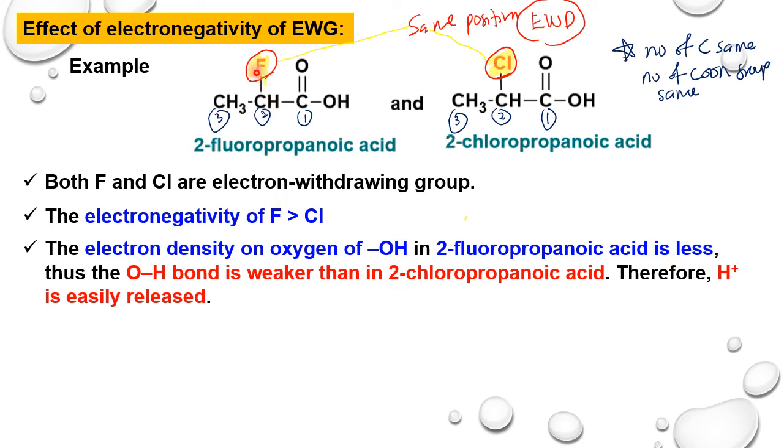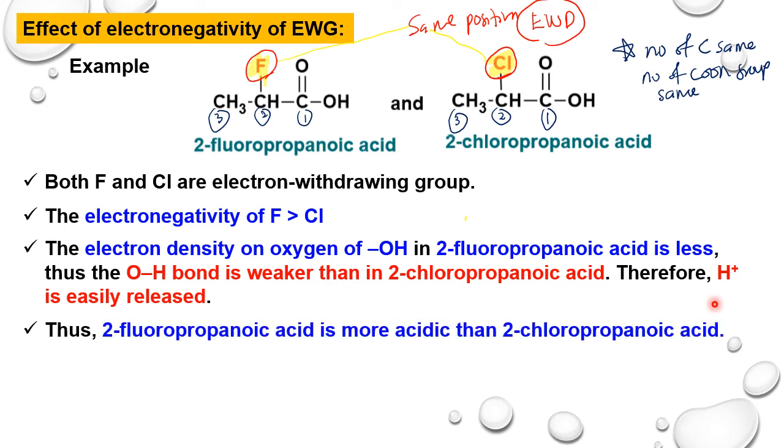Sebab apa? More electronegative, dia akan tarik electron density lagi kuat compared to kalau pada chlorine dekat sini. Okay, so the electron density on oxygen of OH in 2-fluoropropanoic acid is less. Thus, the OH bond is weaker in 2-fluoropropanoic acid. So therefore, H plus is easily released. Okay, then awak akan beritahu lah. Thus, 2-fluoropropanoic acid is more acidic than 2-chloropropanoic acid. So yang ni is either awak nak letak dia dekat atas ataupun awak nak jadikan dia statement yang terakhir.